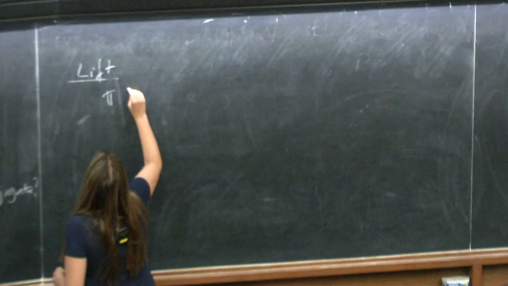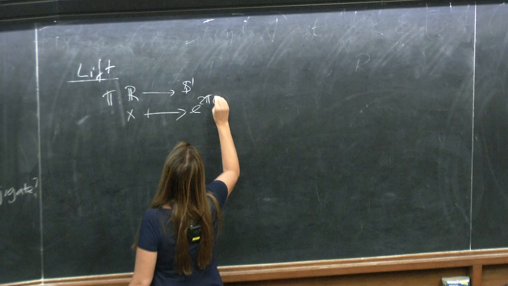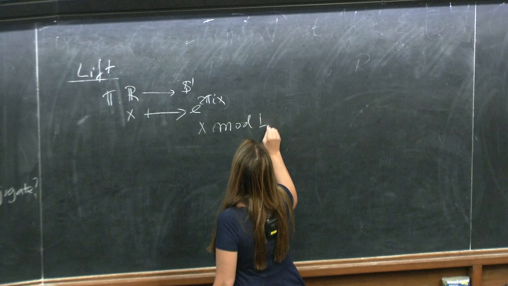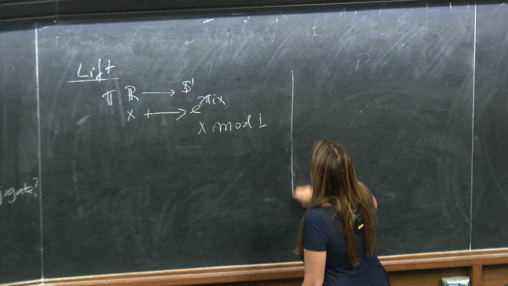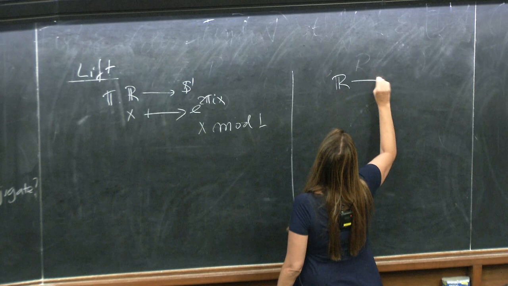And this projection can be, well, I put it like this, but you can look at it as this, okay? Or x mod 1. And this can be seen as a semi-conjugacy between a map that commutes with this and the map in the circle.